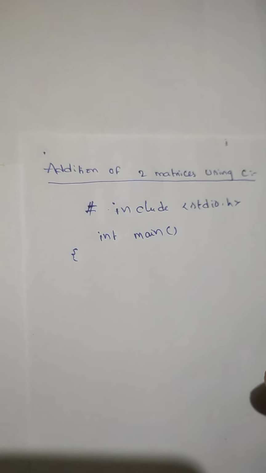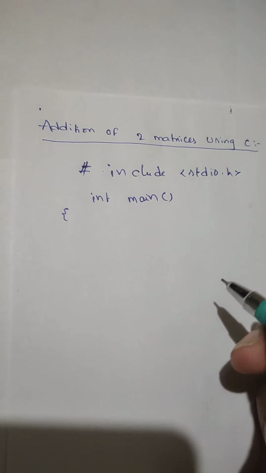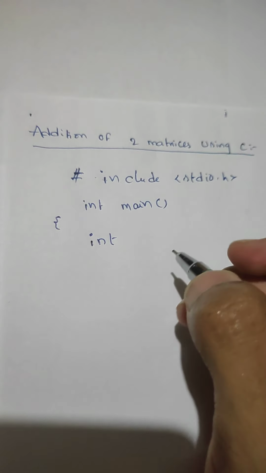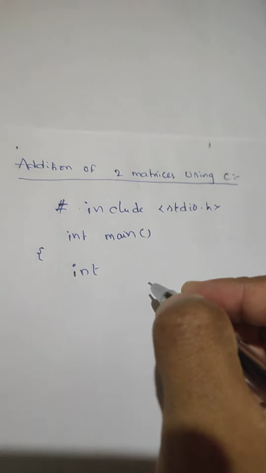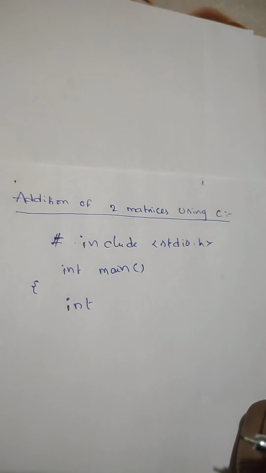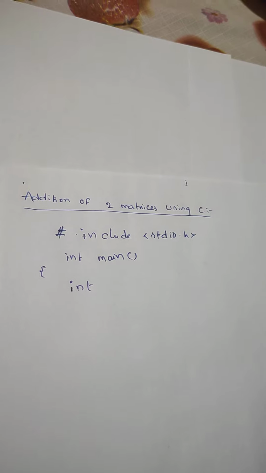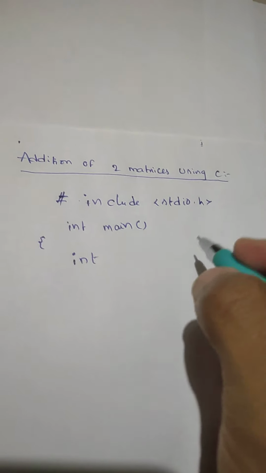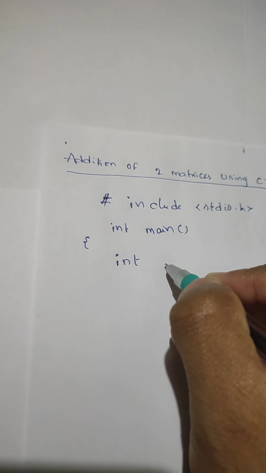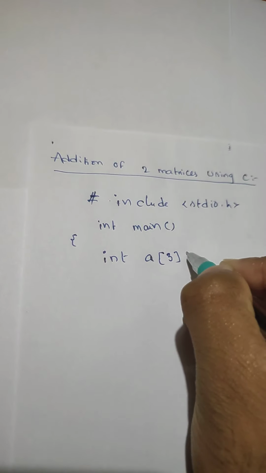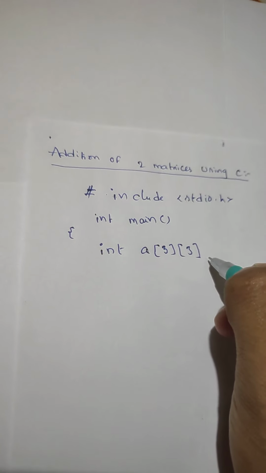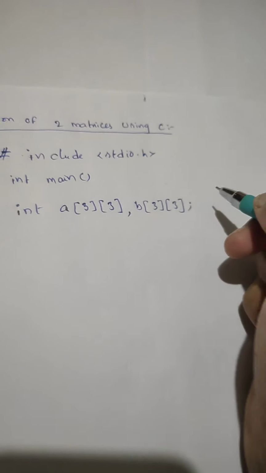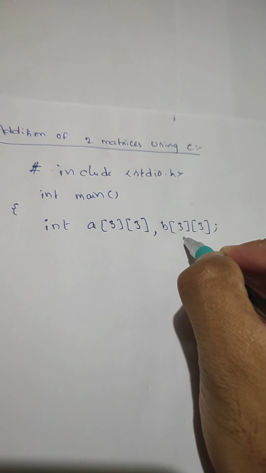And after that, declaration of the variables. How many variables we need? That is very important. First of all, integer. Here we need two inputs, the first two matrices, and one more matrix for the resultant matrix. So int a[3][3]. Here we are taking a 3 by 3 matrix, and b[3][3], and these two are input matrices.